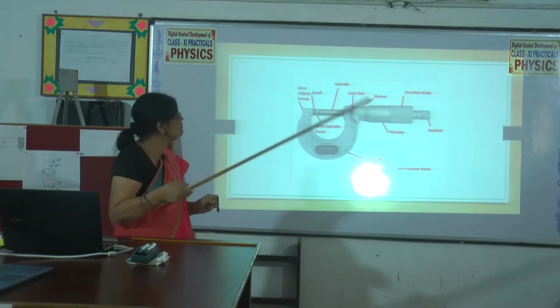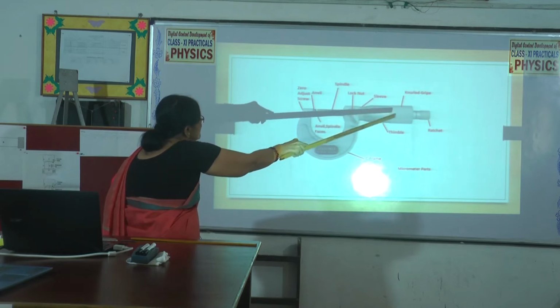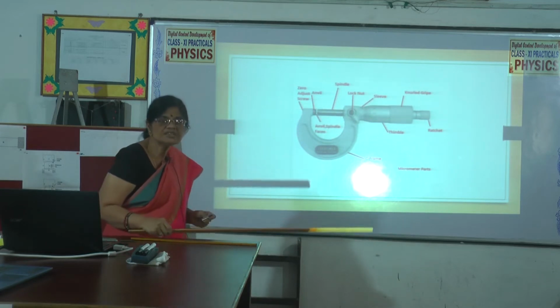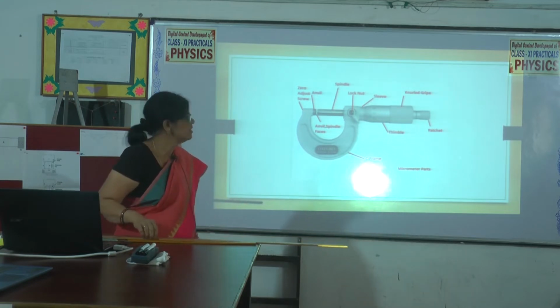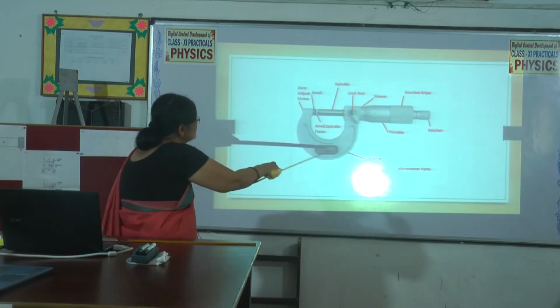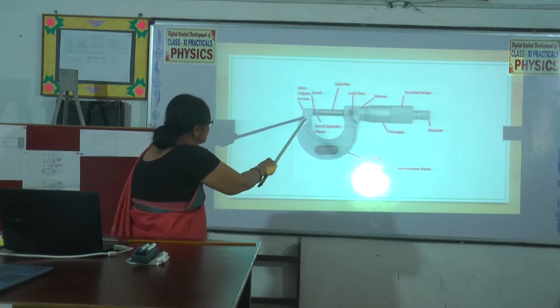So here you have a ratchet which has a screw movable part. The screw moves under the nut. If someone asks you, does the screw move under the nut or above the nut? The screw moves under the nut. And these are the parts of this instrument. It works on the principle of screw. I will come to that later. First, let me explain the parts.